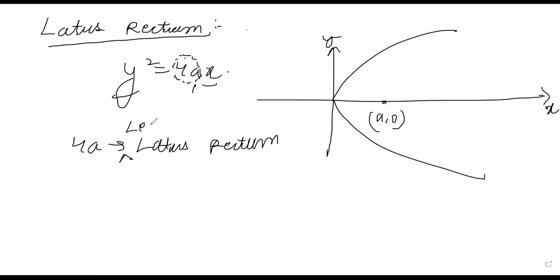Not the latus rectum itself, but the length of the latus rectum. So we will derive it from the figure. See, if a line is drawn perpendicular through the focus this way, it intersects the parabola at this point and this point also. Now tell me the distance between the origin and the directrix. The distance is a, so the coordinate is minus a comma zero. And this is also a distance a.